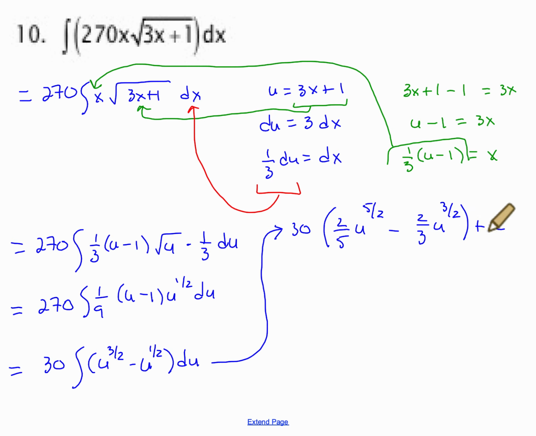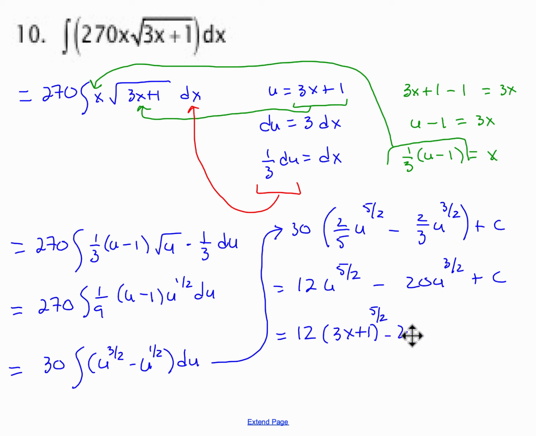plus c. And I'm going to go ahead and distribute the 30 before I bring in 3x plus 1. So that's going to be, let's see, oh my gosh, 12? Yeah, 12 u to the 5/2 minus 20 u to the 3/2 plus c. Then we'll put back 3x plus 1, so that's going to be 12 times 3x plus 1 to the 5/2 minus 20 times 3x plus 1 to the 3/2 plus c.